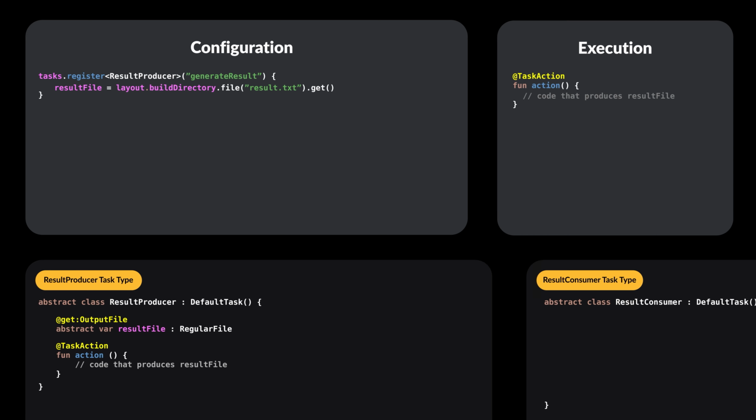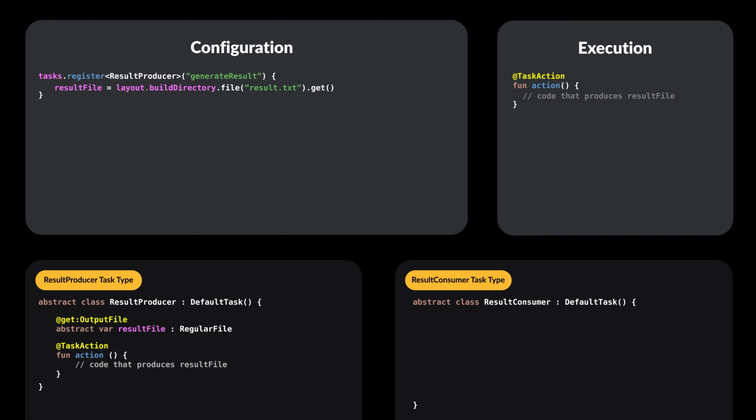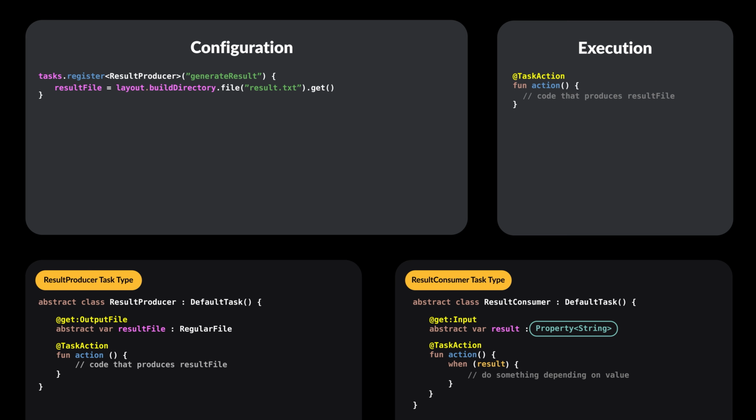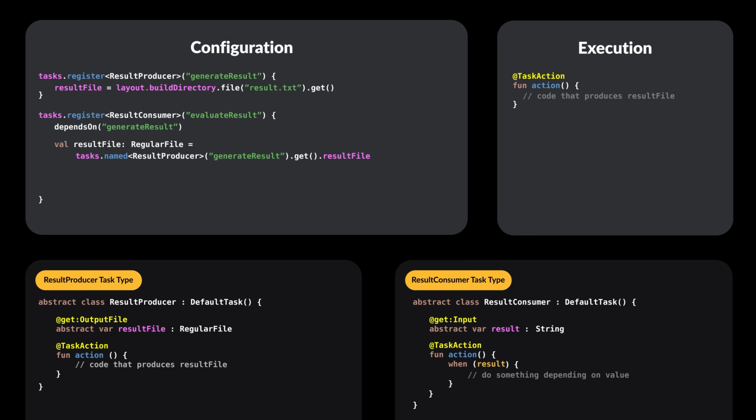There is another task type called result consumer that requires a string result input. The action looks at the result and, depending on the value, does something. According to the documentation, it is recommended to use property of string. For now, let's just use string. Say there is an evaluate result task of this type, which depends on the generate result task. For the task configuration, we need to define where the result string input comes from. We will take the result file produced by the generate result task, read it, and use the string obtained as the result input. In the execution phase, the action will be run, which will look at the result string and do something.